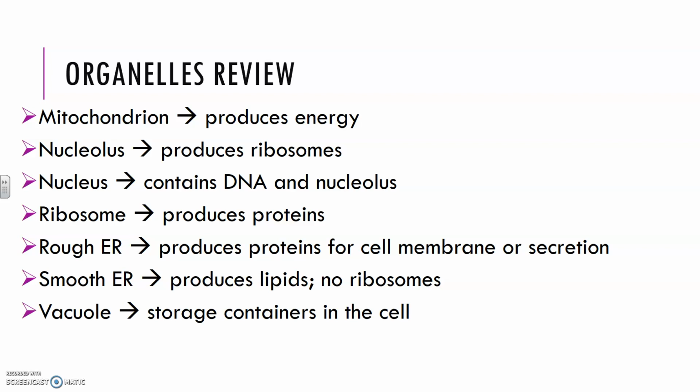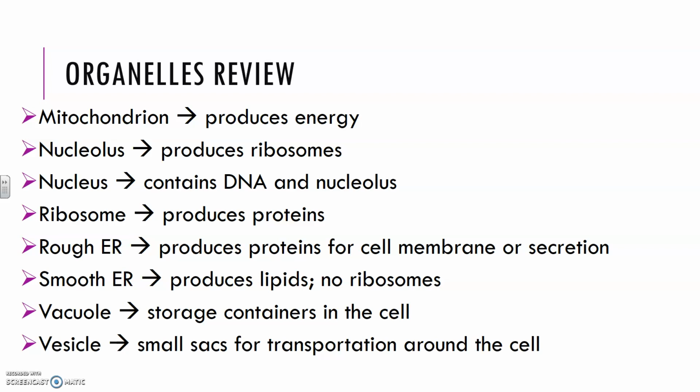Then you have vacuoles, which are storage containers inside the cell. Remember, animal cells will have several small ones, but plant cells will have one giant one. And then you have your vesicles, which are small sacs for transportation around the cell. Okay? And they generally will fuse with other membranes. Okay, so the plasma membrane, or they will fuse with like the Golgi apparatus membrane, things like that.